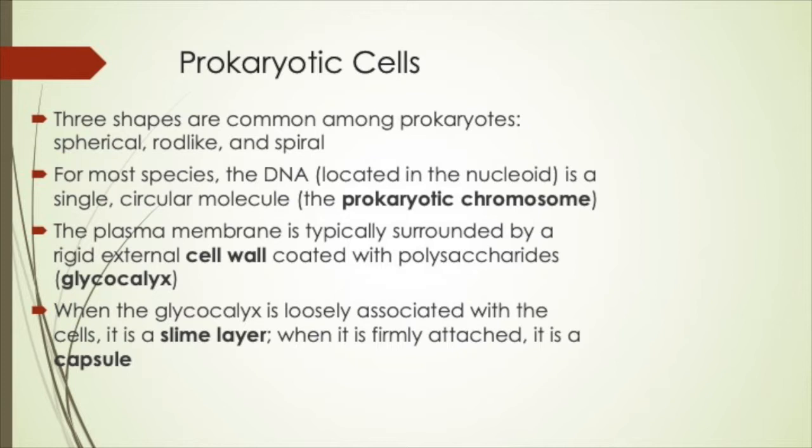More to say about prokaryotic cells. Most of the time, prokaryotic cells have three-dimensional shapes. These are spherical, rod-like, and spiral. Spiral are like those spiral Cheetos. You ever had those spiral puff Cheetos? Those are like that. If you don't know what I'm talking about, kind of look them up. You know what they are.